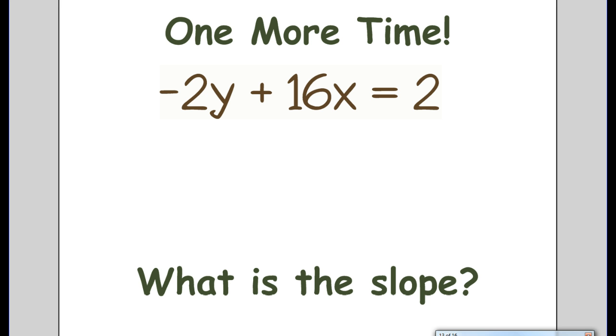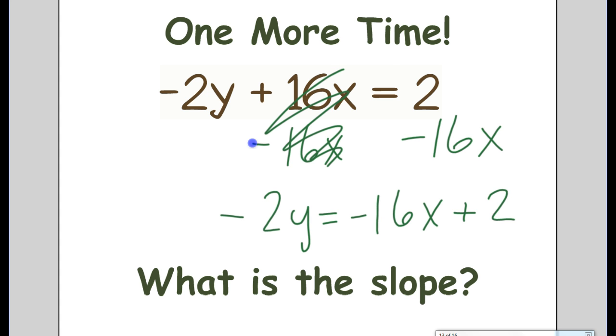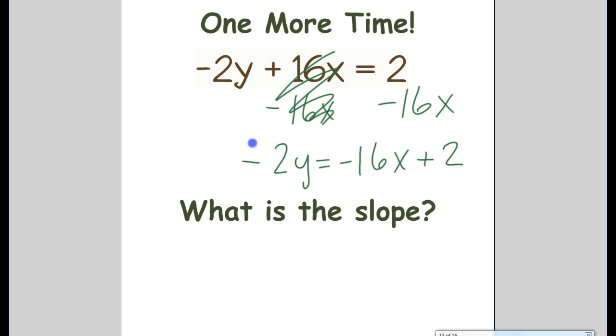Move that x. Minus 16x. That is step 1. You move the x. So you get negative 2y equals negative 16x plus 2. Jared, what do I do next? Divide by negative 2. Everybody gets divided. Don't leave anybody out. They'll be so sad.